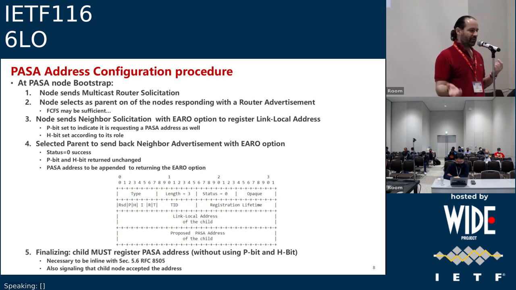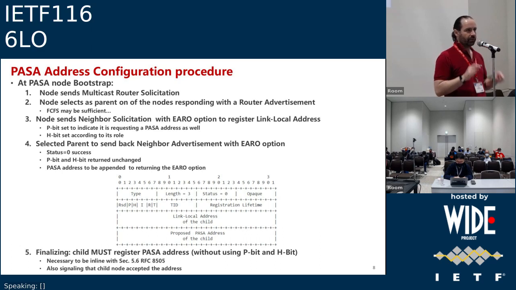If everything works well, the parent will send back a neighbor advertisement with the option, status success, and the 2 bits will be sent back unchanged. But there will be the proposed PAS address appended to the returning message. So we have the link local address, and then we have the proposed PAS address, as you can see here in the slides.